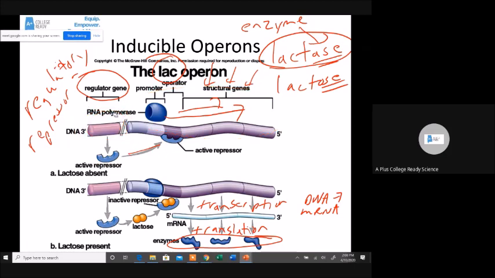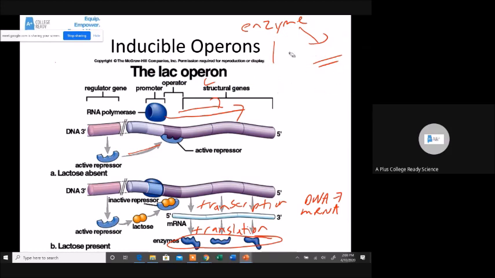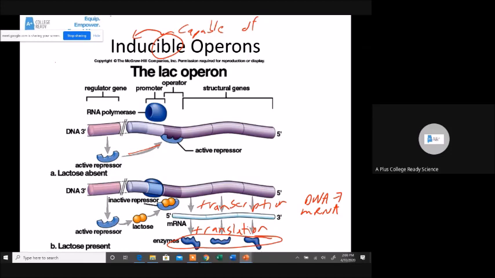So notice that this lac operon is called inducible. I want you to think about what the word inducible means. To induce something means to turn it on. And if you put -ible on the end of any word, it essentially means capable of. So inducible means capable of being turned on. So these genes in most bacteria, these structural genes, the genes for lactase, are usually off. Because here's the thing, most bacteria aren't usually exposed to lactose.